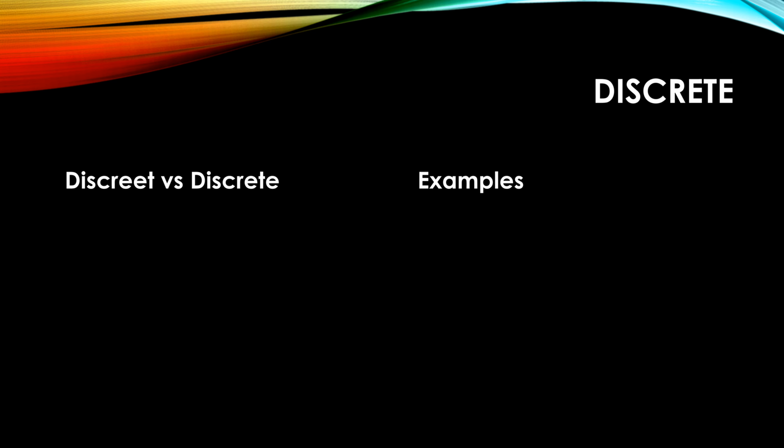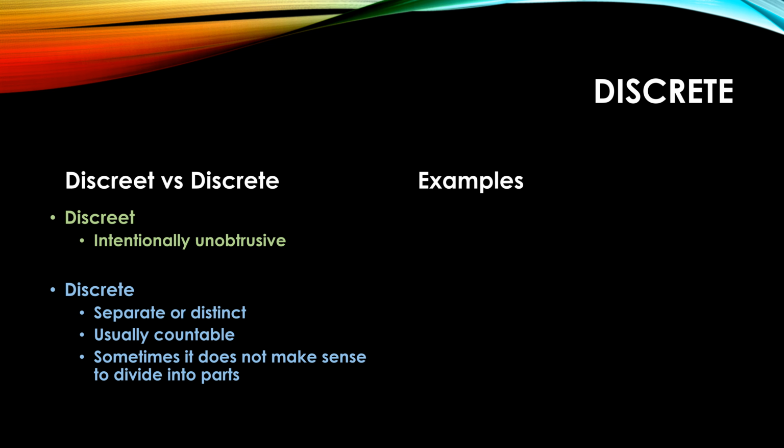Okay, let's talk about the meaning of discrete. There are two different ways to spell it, and they each have a separate meaning. The first is "discreet," and that's something or someone that is intentionally unobtrusive, or when we try and keep things private or confidential, that's being discreet. There's also "discrete," and that's the discrete that we're talking about. And this discrete means separate or distinct.